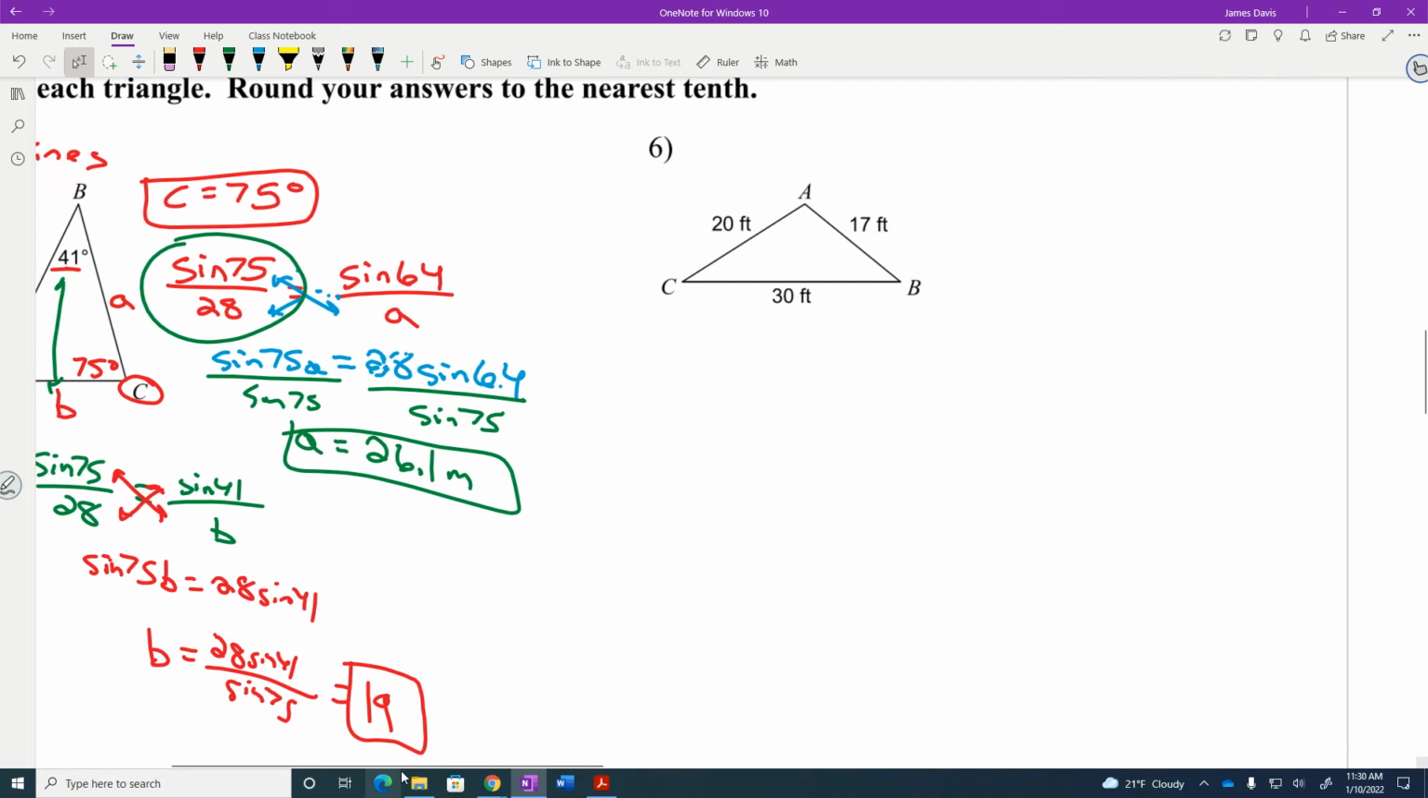The next one, you should be able to tell right off the bat which one you're going to use. You're going to use sines or cosines. Why don't you take a minute, see if you can solve for one of the angles. You can solve for any one that you want. Generally, I just do A because it's A. See if you can solve for A using the law of cosines.